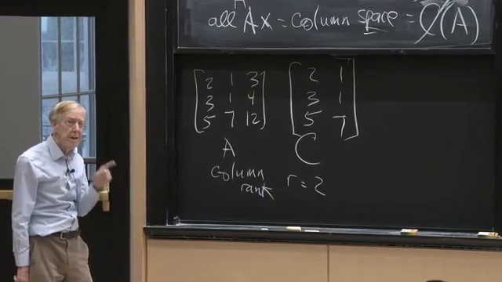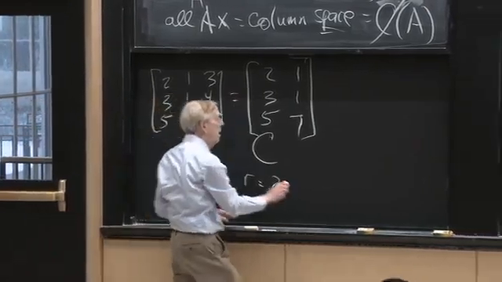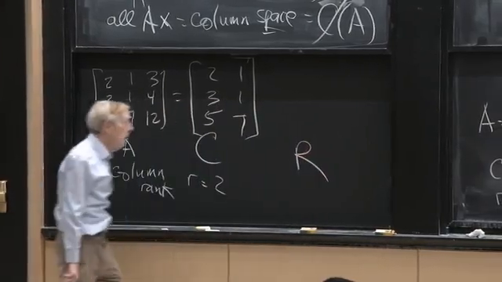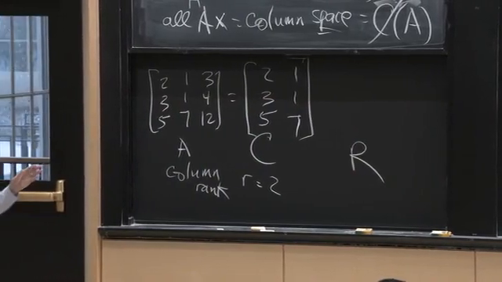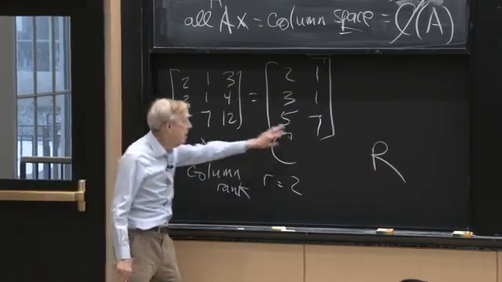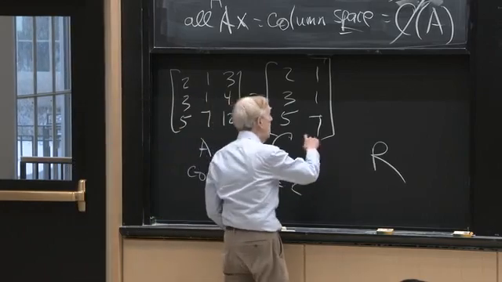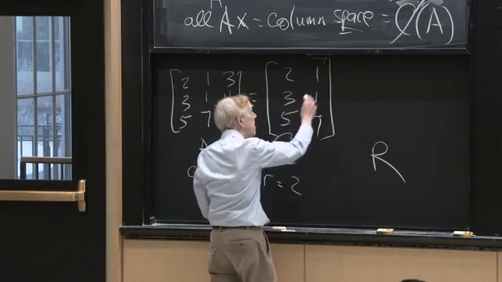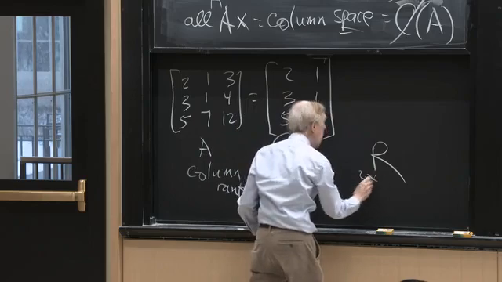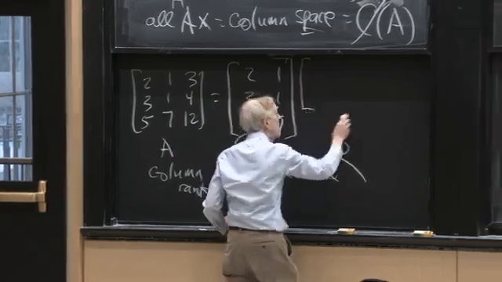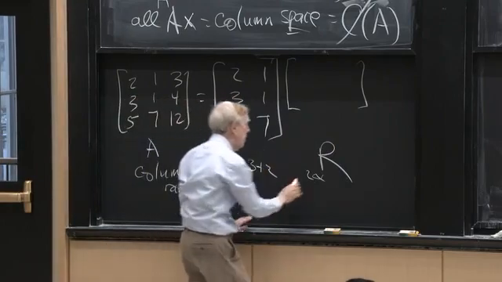Now comes a key step. I'm going to produce a third matrix R, which is going to tell me how to get these columns from these columns. And its shape, well, I don't have any choice. This is 3 by 2, so R has to be 2 by something. I guess it has to be 2 by 3, because I want to come out this way.